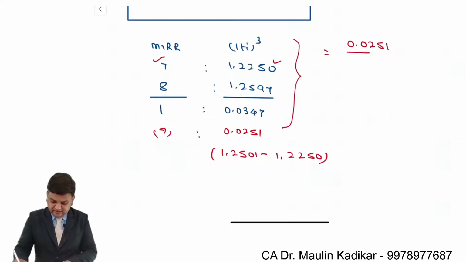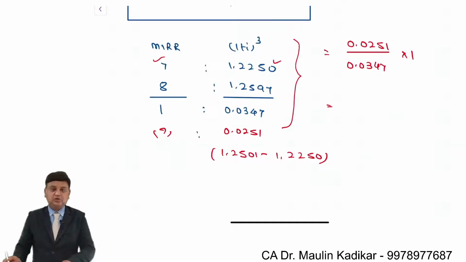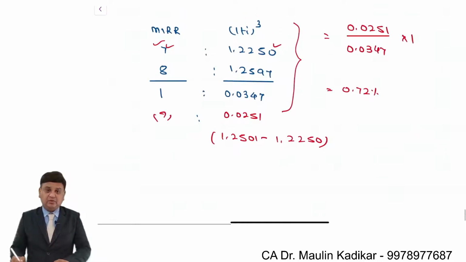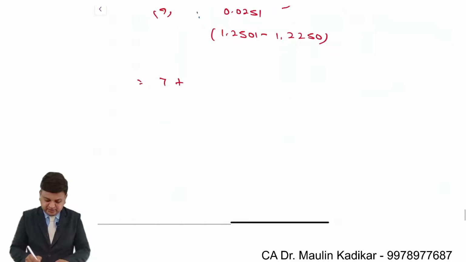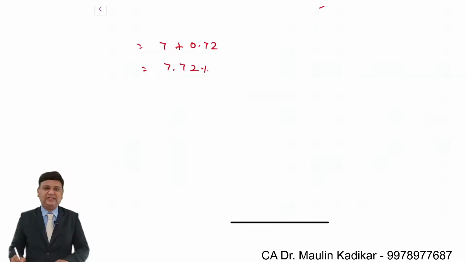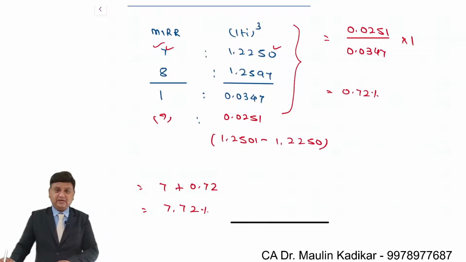So 0.0251 divided by 0.0347 into 1 gives 0.72%. Now it will be added to the lower value. So it is 7 plus 0.72. That is the way the answer of 7.72% is calculated. This is the way modified IRR will be calculated.